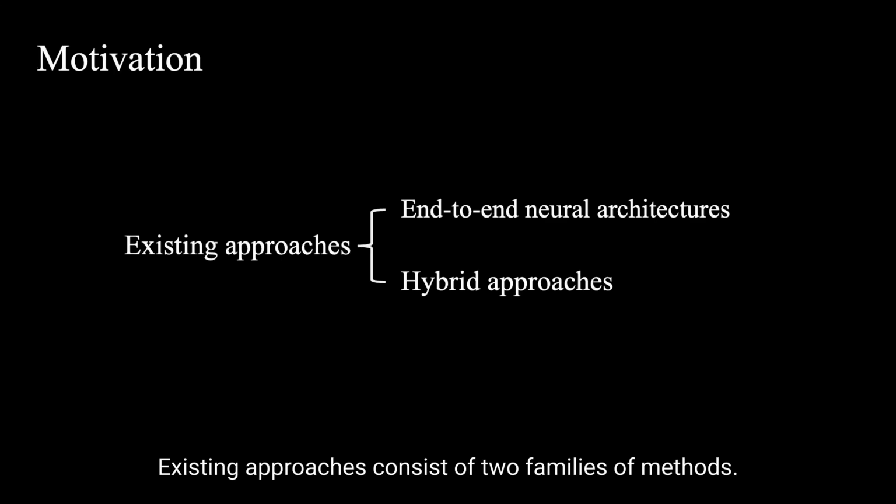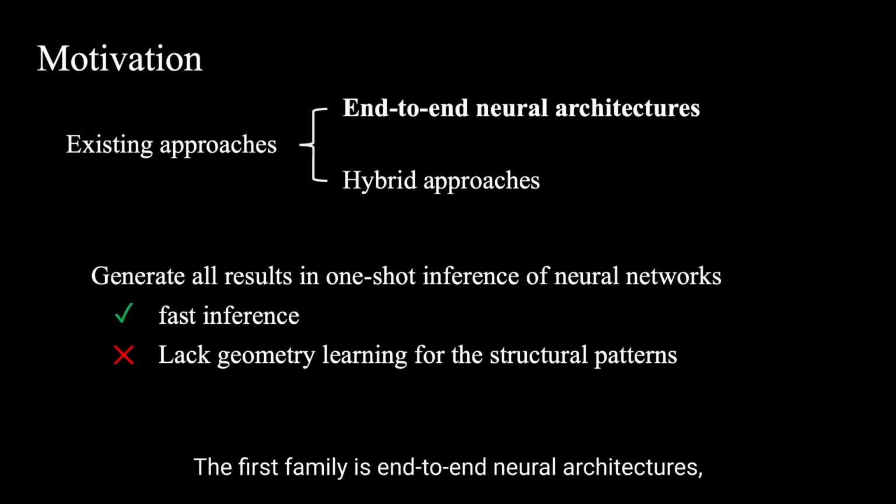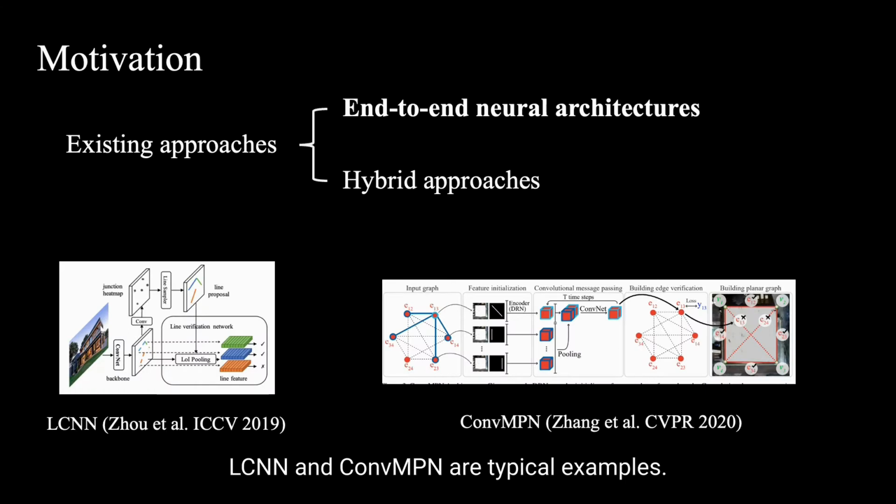Existing approaches consist of two families of methods. The first family is end-to-end neural architectures, which generates all predictions in one shot. The inference is fast, but the results sometimes violate geometric rules due to a lack of geometry learning. LCN and ConvMP are typical examples.